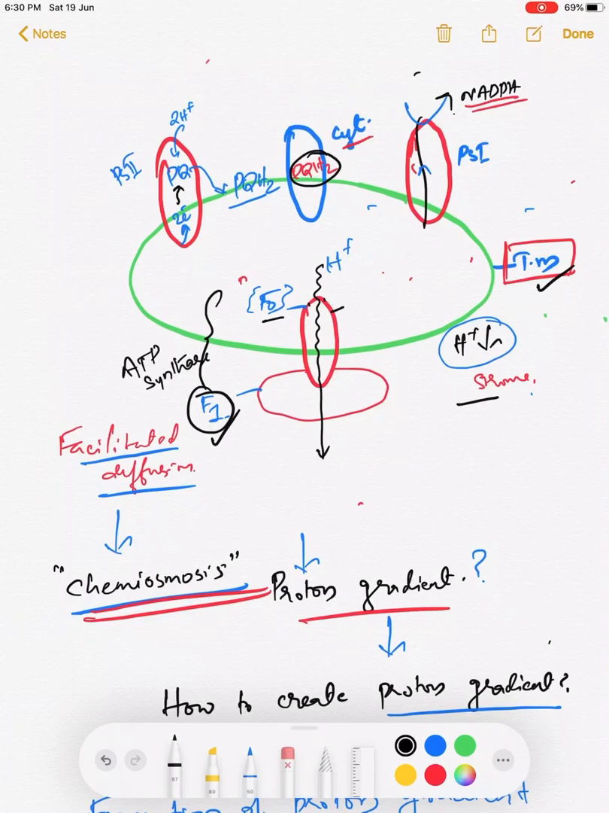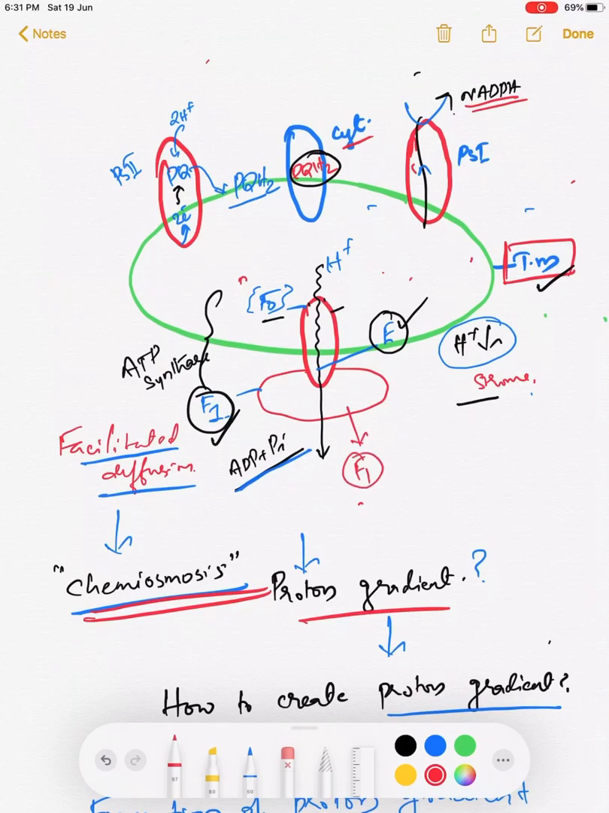Formation of ATP requires ADP and inorganic phosphate. These are substrates. These substrates will be combined together to form ATP. The formation of ATP from this ADP and inorganic phosphate requires energy. That energy will be provided by the movement of H plus ions through the transmembrane channel of FO particle. Once energy is liberated during this movement of H plus ion, that energy will be used for making a conformational change in the F1 particle.